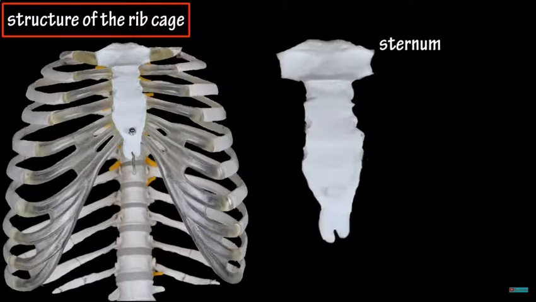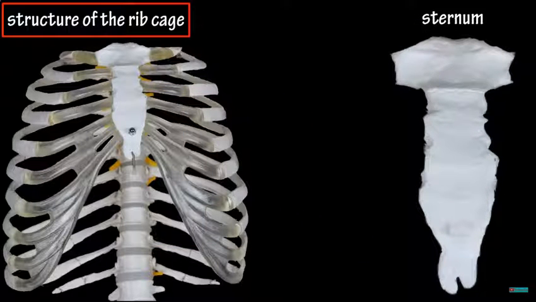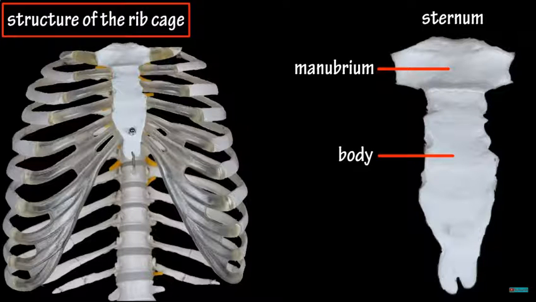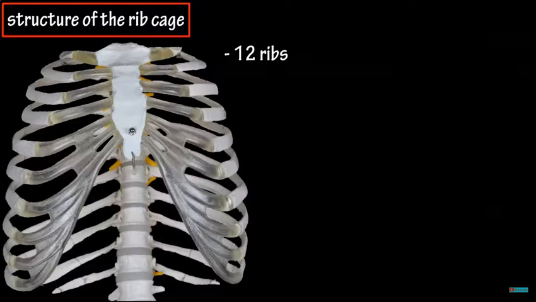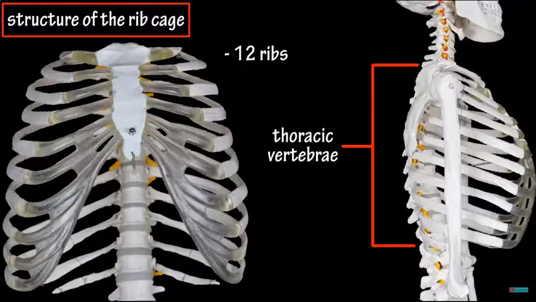The sternum, also called the breastbone, is located in the middle of your chest, and it is composed of three parts. The manubrium is the widest part at the top of the bone, the body, located in the middle, and the xiphoid process at the bottom. There are a total of 12 ribs, and they originate on or between the thoracic vertebrae in the vertebral column, and they wrap around the sides of your body and end in the front of your body.